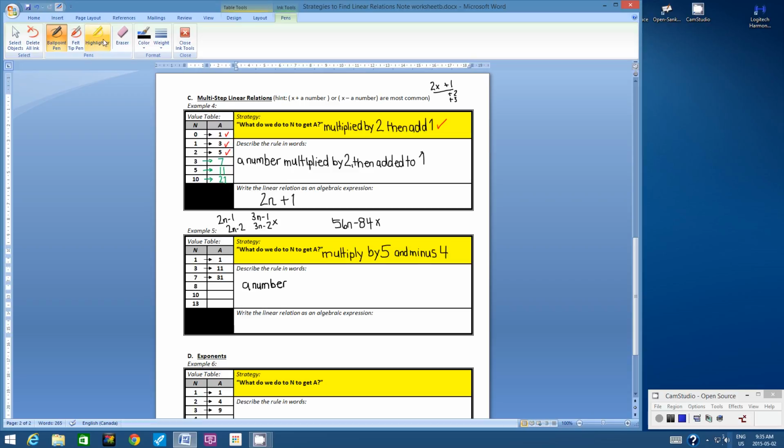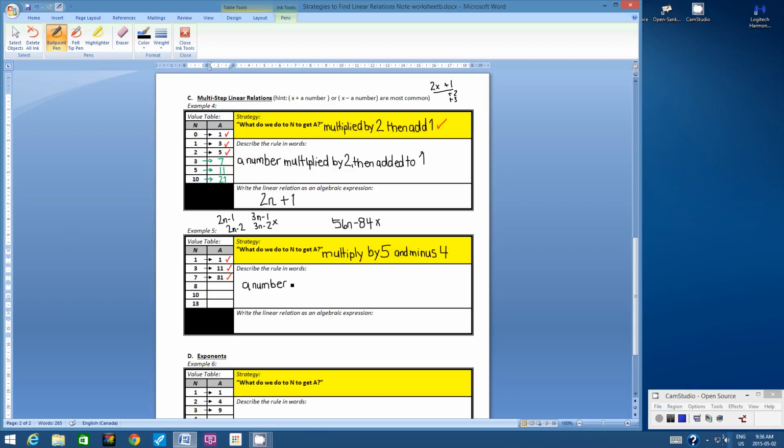Actually, what I should do is I should check it first. So 1 times 5 is 5, minus 4 is 1. 3 times 5 is 15, minus 4 is 11. So two of these numbers work. 7 times 5 is 35, minus 4 is 31. Okay, so I know that this is the rule. Okay, I can finish writing it now.